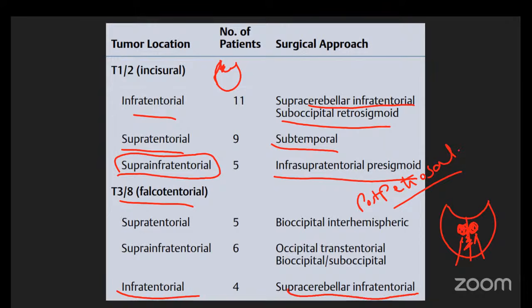If it is a lesion where it's supra-infratentorial both, then we have this option of going occipital transtentorial. We go via the occipital approach. I have a picture ahead. We go via the occipital approach, and then we have this option of transecting the tent and going below the tent in the infratentorial compartment.